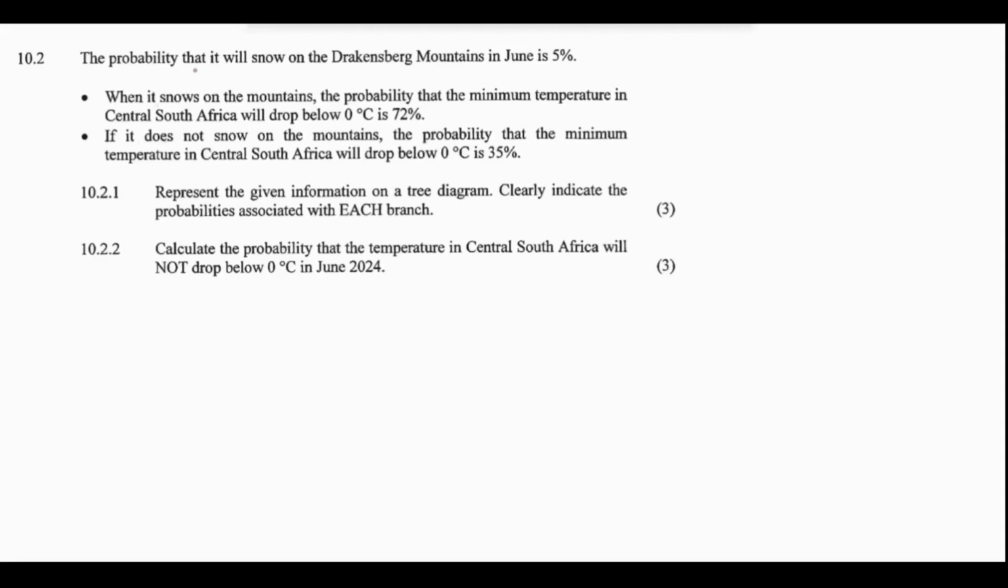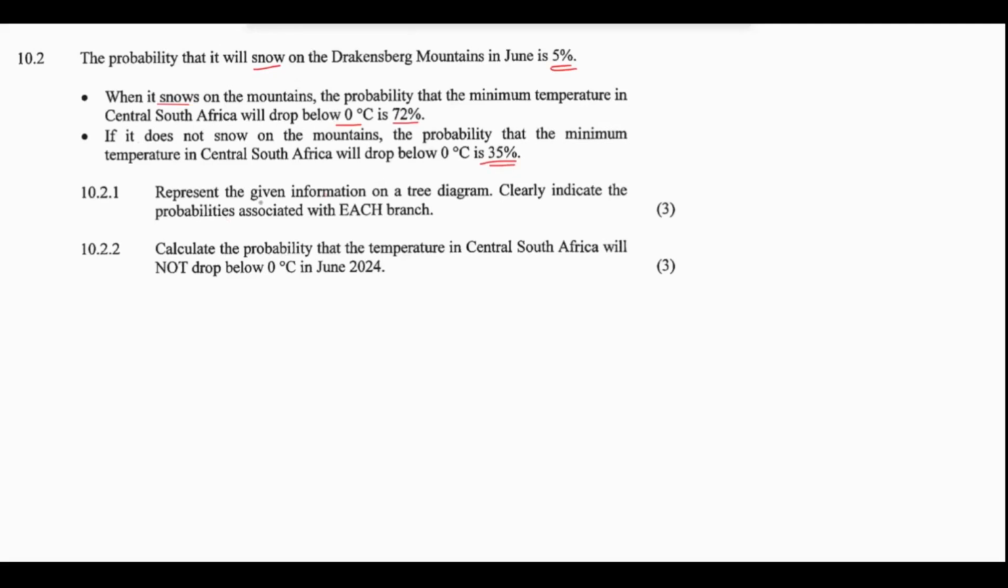Right, 10.2. The probability that it will snow on the Drakensberg Mountains in June is 5%. When it snows on the mountains, the probability that the minimum temperature in central South Africa will drop below 0 degrees is 72%. And if it does not snow on the mountains, the probability that the minimum temperature in central South Africa will drop below 0 degrees is 35%. So we have two events here, the one about snowing and the other one about the temperatures, right?